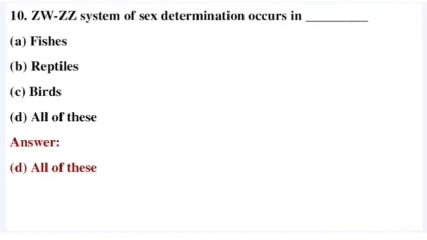And the last question, 10th question. ZW is a sex determination system that occurs in. So this type of sex determination is seen in fishes, reptiles, birds. So what will be the correct option here? Answer is D, all of these.